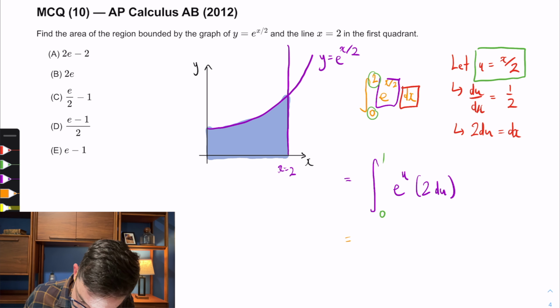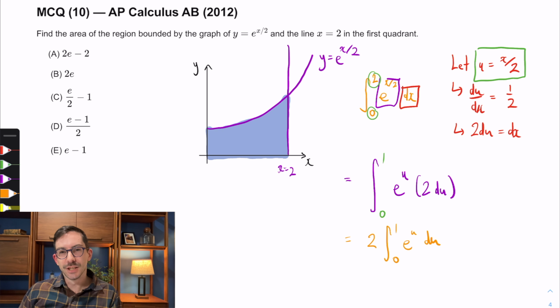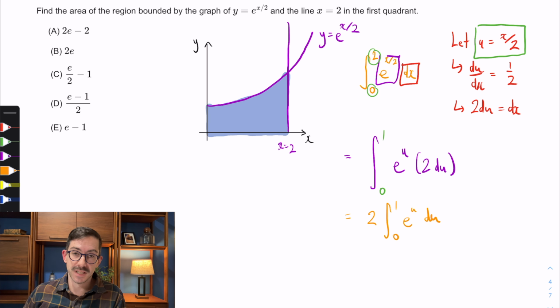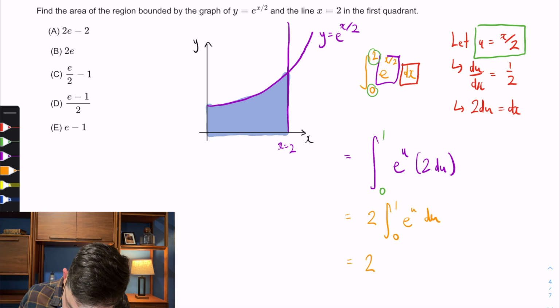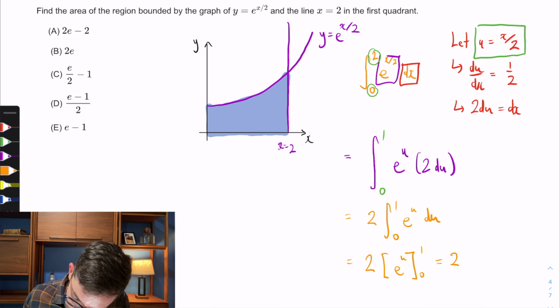So now I have this integral to carry out. The integral of e to the u du is one of my standard derivatives. I can apply an antiderivative. So I'll get e to the u back. My endpoints are 0 up to 1. So now I'll just substitute in e to the 1 minus e to the 0.